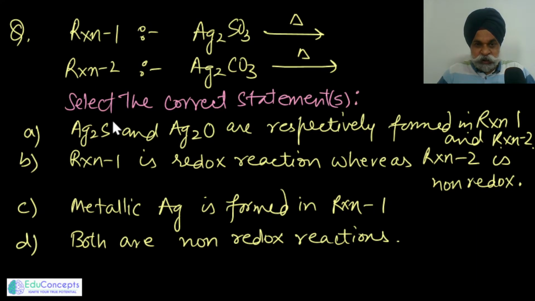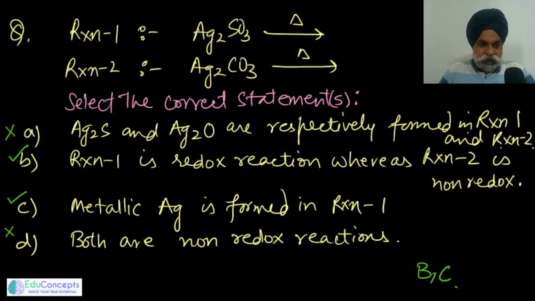The first option says silver sulfide and oxide are respectively formed. So this in a way is a wrong statement. Reaction 1 is a redox, yes, and reaction 2 is a non-redox, yes, it is perfectly right. Metallic silver is formed in reaction 1 is a right one. Both of these are non-redox, this is a wrong one. So the answer to this question would be B and C.